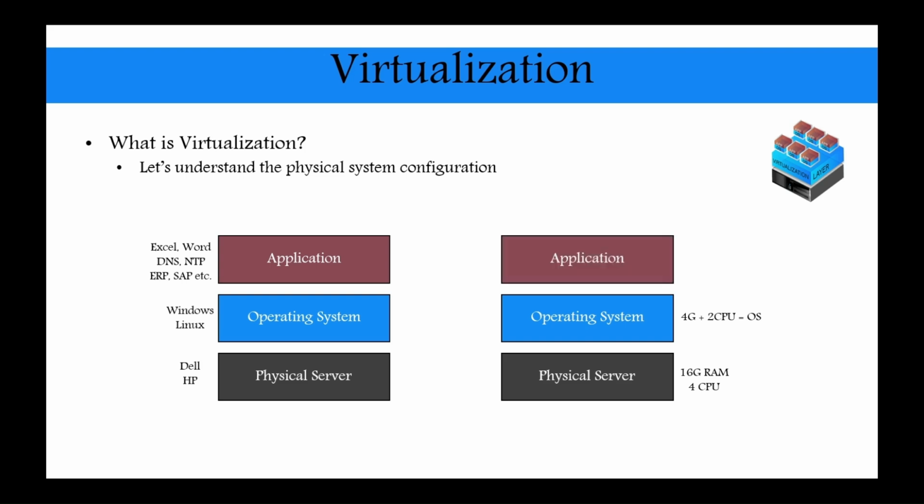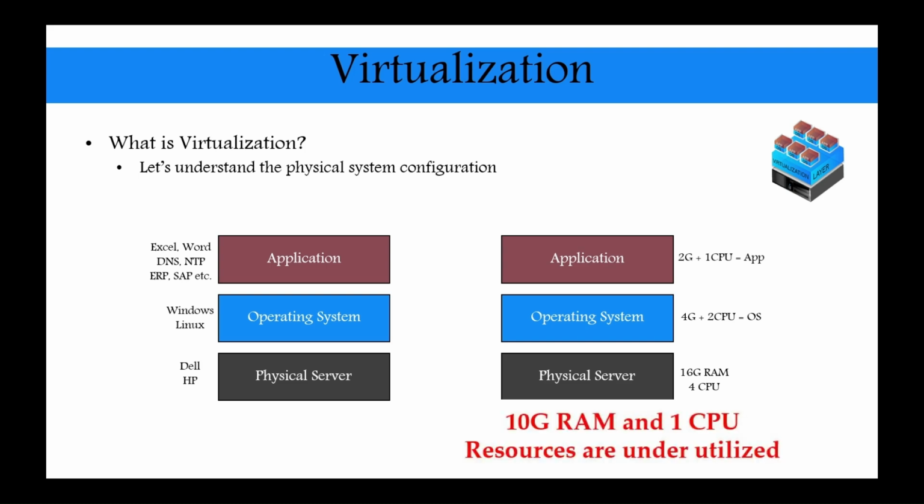And then you install an application on top of it, and that application only needed 2 gig of RAM and 1 CPU. What happens then? Then you have 10 gig of RAM and one CPU that are wasted. Yes, resources are underutilized. That's why virtualization was born.